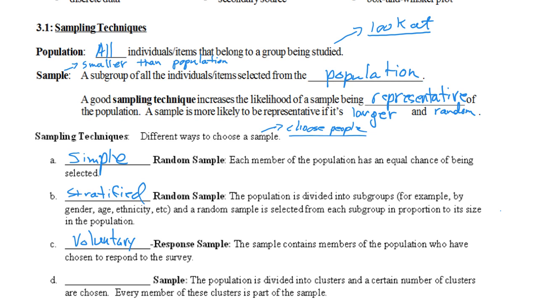The next type of survey is called a cluster sample. Now, with our cluster sample, the population is divided into small blocks, and each contains a certain number of people. And every cluster is part of the sample.